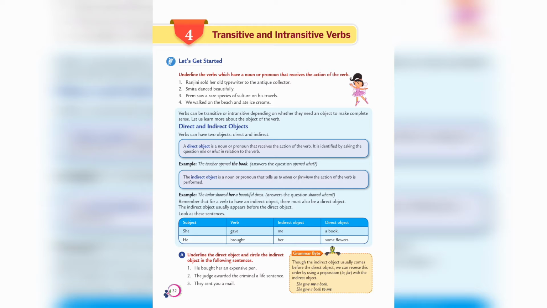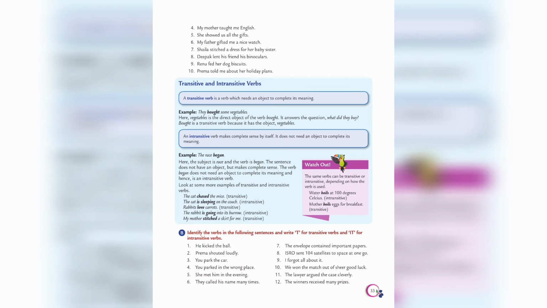Transitive and intransitive verbs. A transitive verb is a verb which needs an object to complete its meaning. Example, they bought some vegetables. Here, vegetables is the direct object of the verb bought. It answers the question, what did they buy? Bought is a transitive verb because it has the object vegetables.